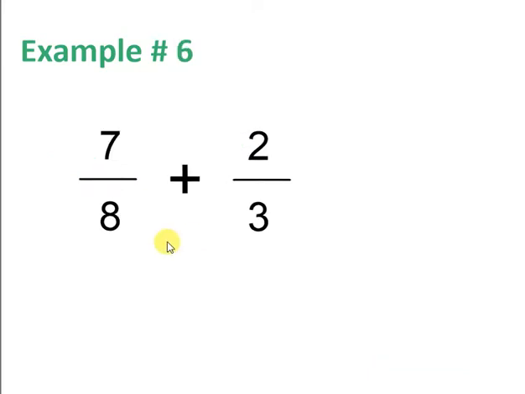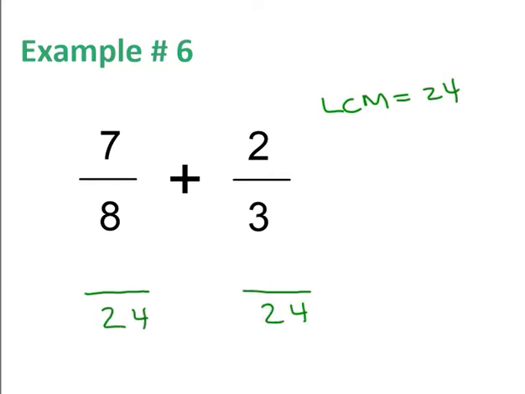Okay, next example. I have 8 and 3 as a denominator, so I need to find a common denominator. Well, the LCM is going to be 24. So I'm going to rewrite a new fraction. Okay, 8 goes into 24 3 times. 3 times 7 is 21. 3 goes into 24 8 times. 2 times 8 is 16.